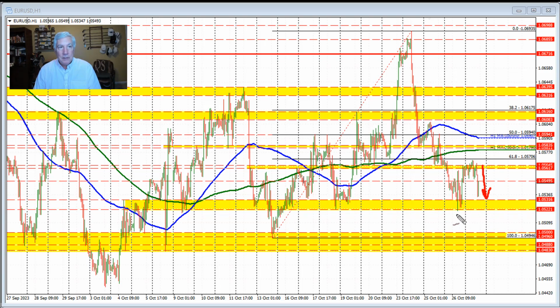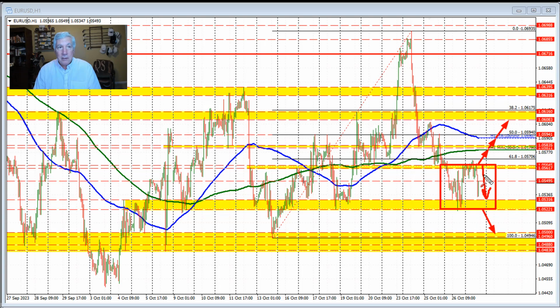But we still have this range down here. We could probably put a box right here and say that, okay, get either outside of this box to the upside and start to move toward our 200 and 100-hour moving averages to get above those levels. That's more positive. Alternatively, take the price down and work toward this swing area down between 1.0483 and 1.0500. That would be the course of action.